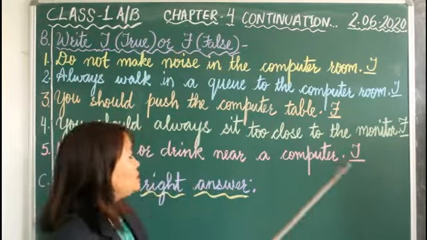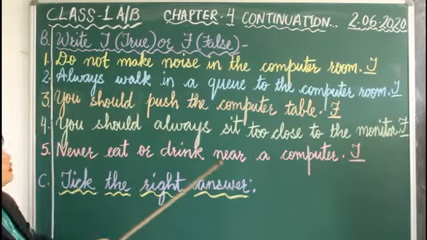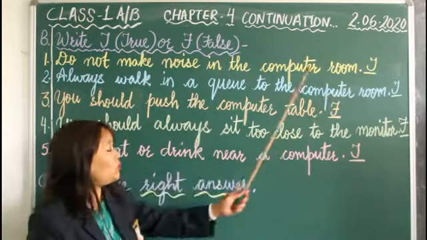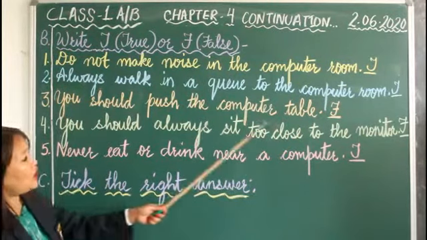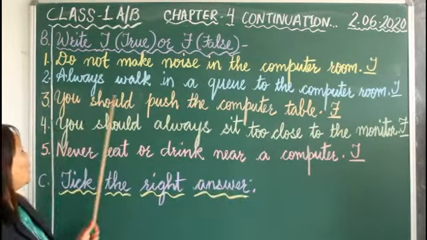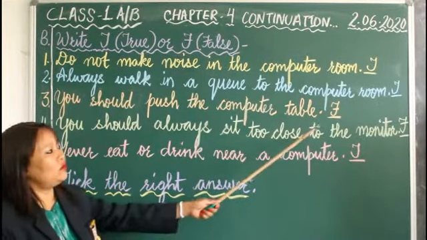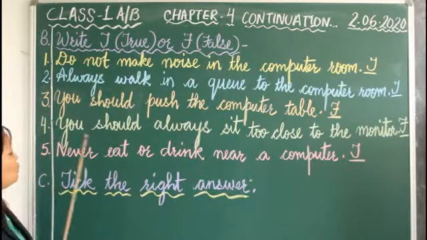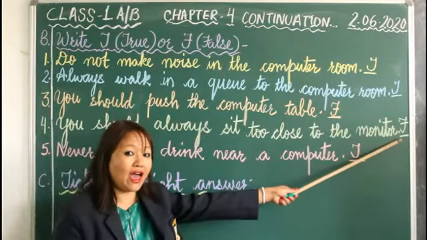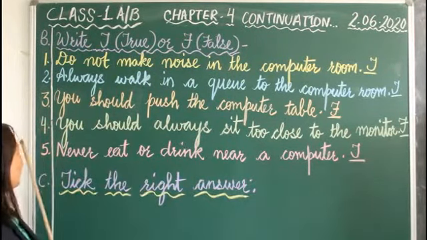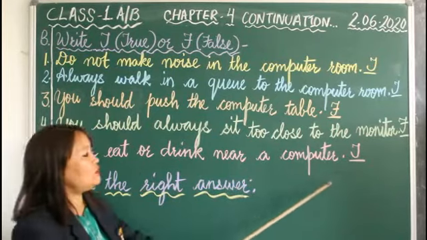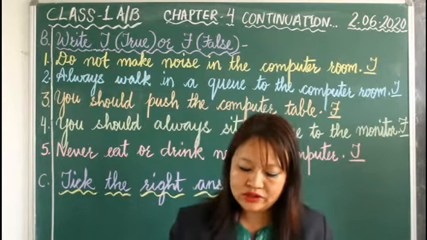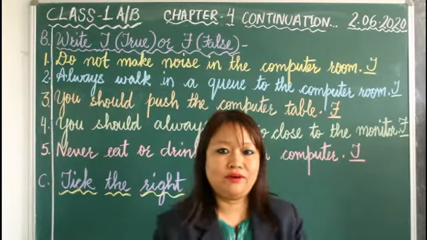Alright, so once again, for number 1, write down T, that is true. And number 2, you write down T. And number 3, you write down F, which means false. And number 4, you write down the answer F, false. And number 5, you write down T, that means true. Now we will do the right answer.